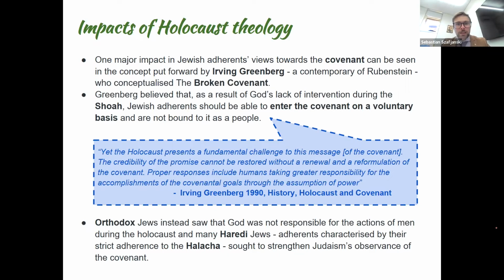So one major impact was, as we said, towards the views of the covenant. We can see the concept really being put forward here.